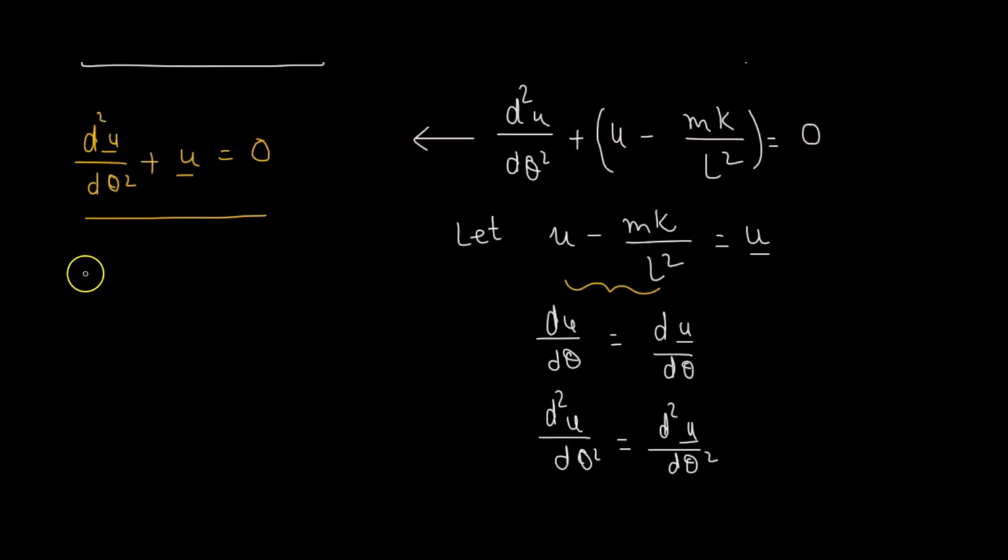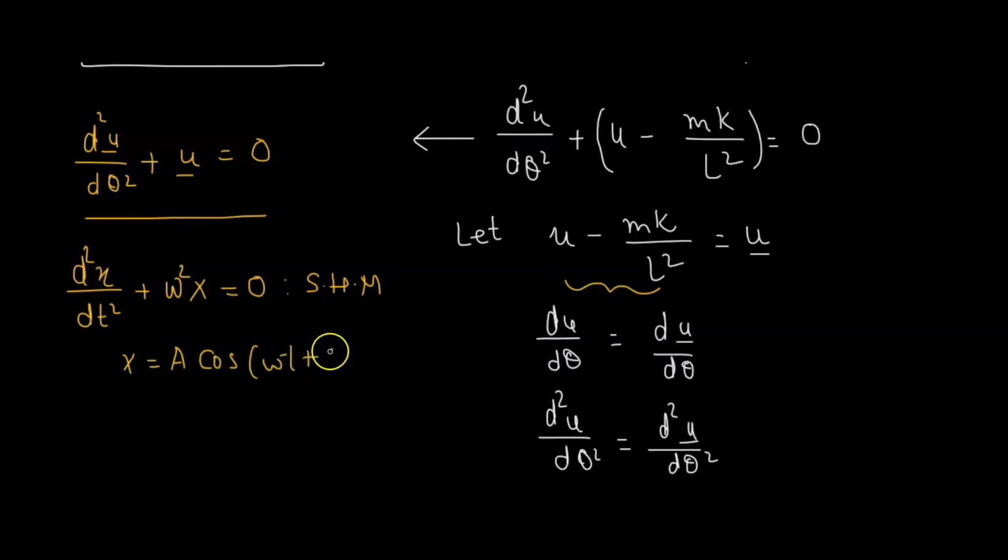a very similar look to that of d squared x over dt squared plus omega squared x equals 0. So this particular differential equation represents simple harmonic motion. Its solution is given by x equals A times cosine of omega t plus theta. So if we compare our differential equation with the differential equation for simple harmonic motion, then our solution will be something of the form.